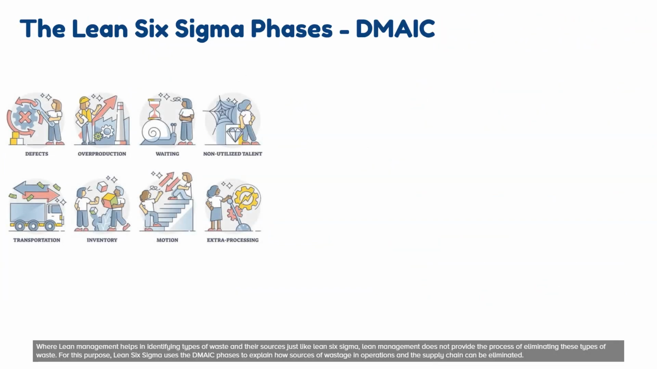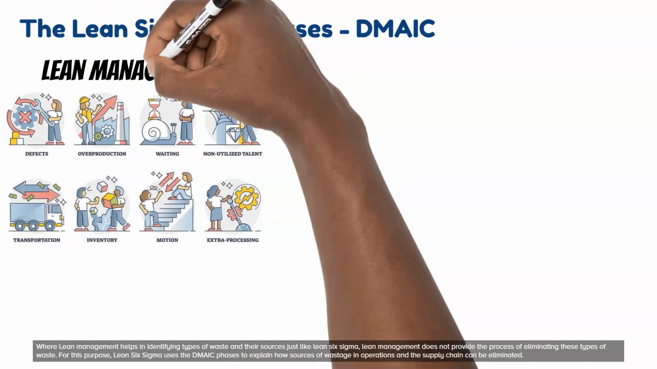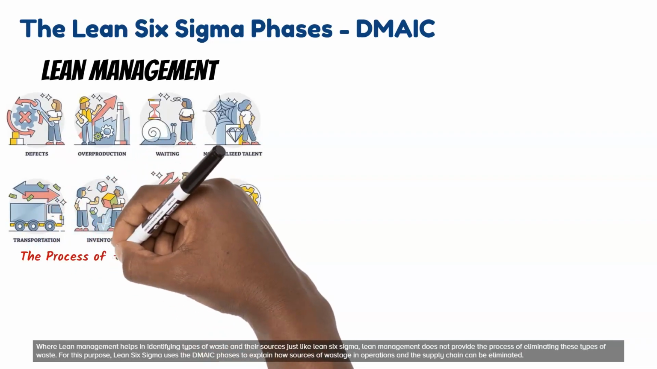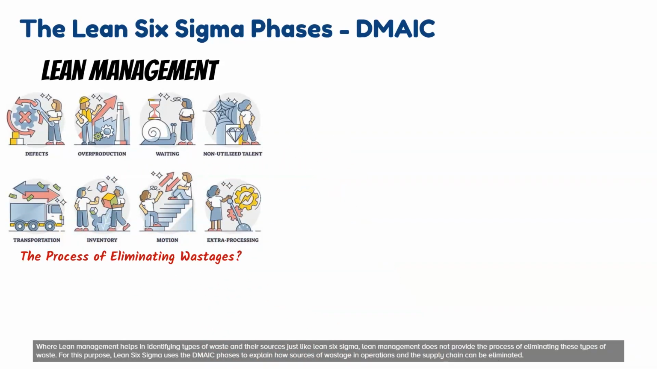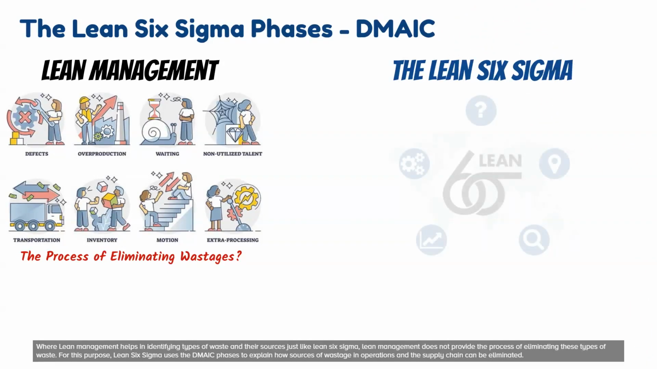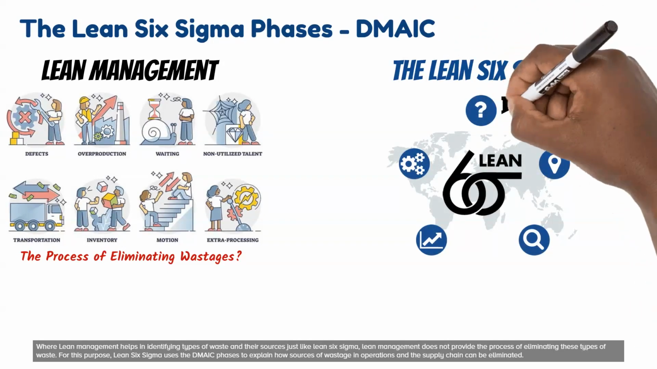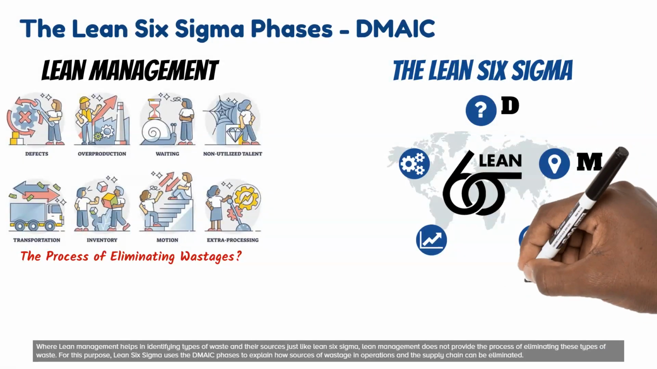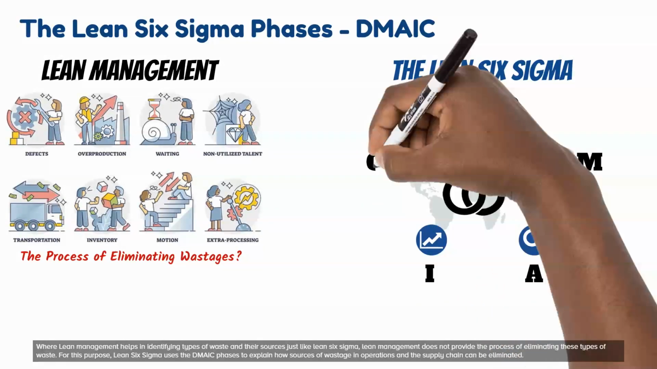Where lean management helps in identifying types of waste and their sources just like Lean Six Sigma, lean management does not provide the process of eliminating these types of waste. For this purpose, Lean Six Sigma uses the DMAIC phases to explain how sources of wastage in operations and the supply chain can be eliminated.